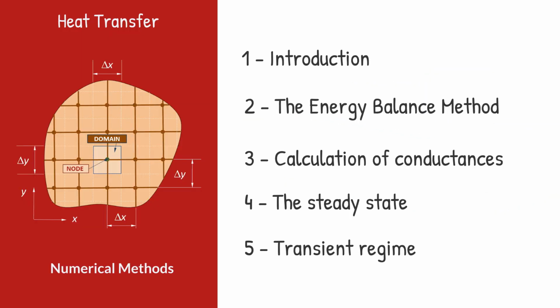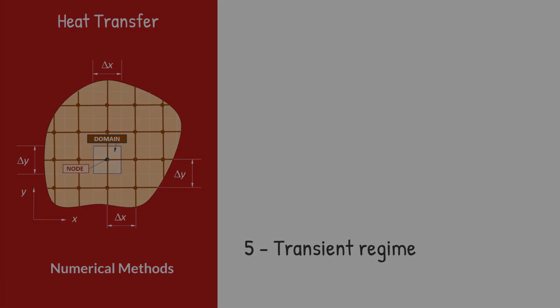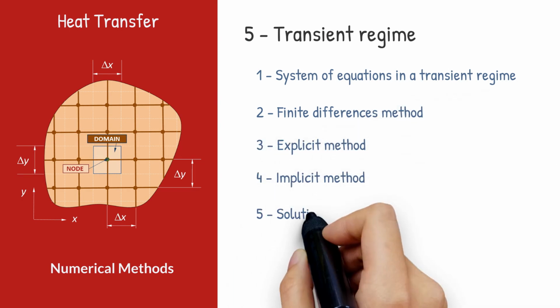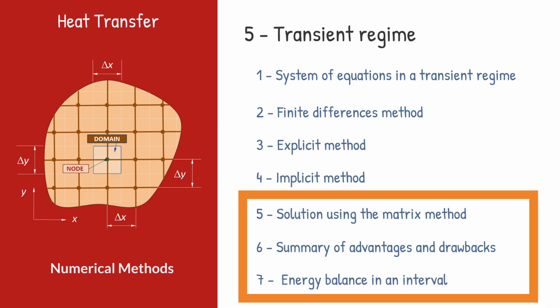After the calculation of temperatures and heat transfer rates in a steady state, we are studying the system of equations for the transient regime, its resolution, and the analysis of results. Remember that this lesson is divided into several parts. This video is about parts 5 to 7.